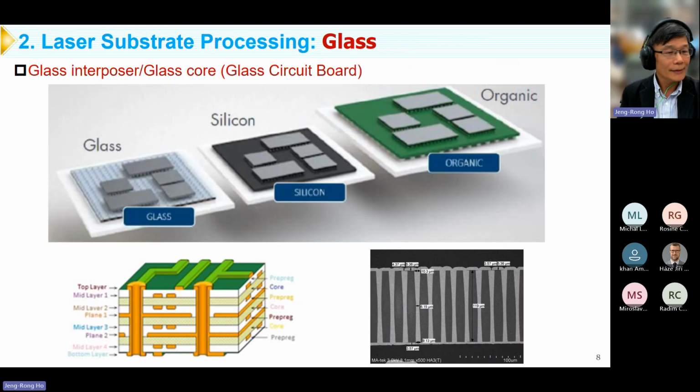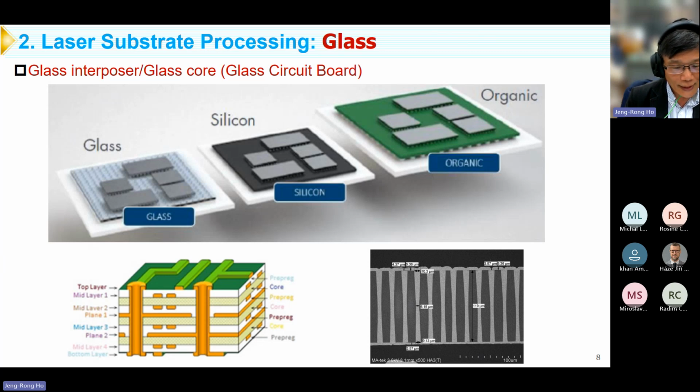And my second current research focus is on laser processing on hard and brittle substrates, including glass, quartz, sapphire, and silicon carbides. And silicon carbide will be the primary focus of today's discussion.